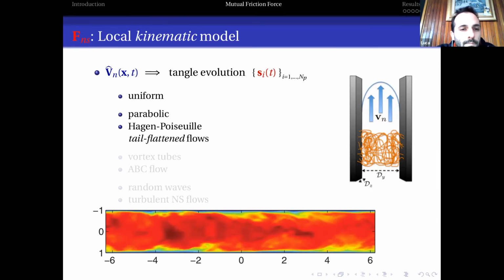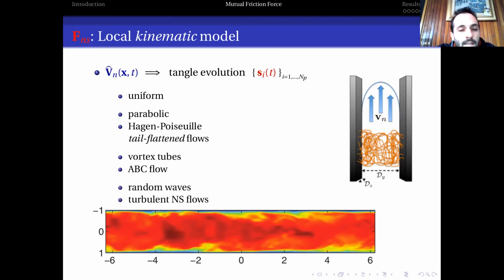Then we have that parabolic Poiseuille or Hagen-Poiseuille or Taylor-flattened flows were used to investigate the counterflows or the co-flows of helium II in plane channels or in channels of square cross-section. Then vortex tubes or ABC flow for the normal fluid were used to understand what was the response of the superfluid vortex tangle when the normal fluid had concentrated vorticity.